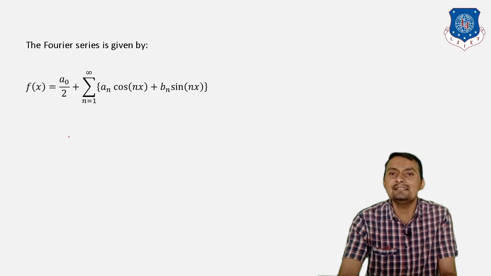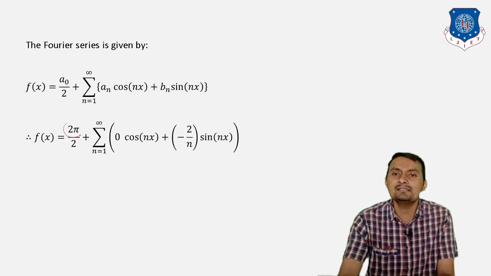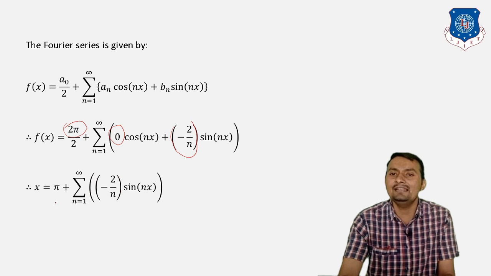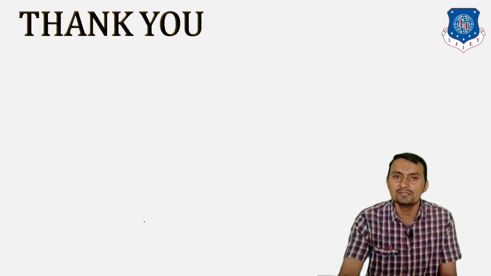So our Fourier series is given by this considered Fourier series, and if I replace a0 by 2 pi, an is equal to 0, and bn is equal to minus 2 by n, we get the final answer. So this is our required Fourier series.